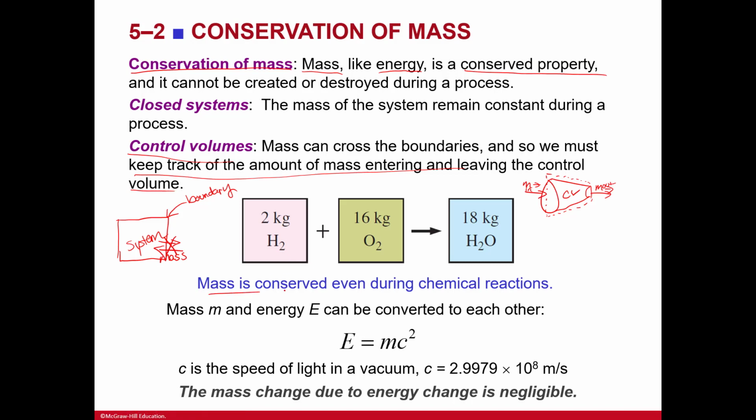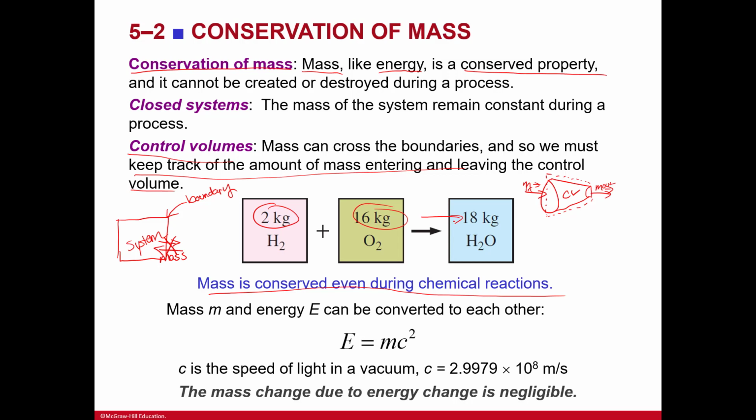So here you can see mass is conserved even during chemical reactions. So if you have 2 of H2, 16 of O2, that's going to be 18 of H2O. So that's going to be your mass conversion. See, we took all of it.